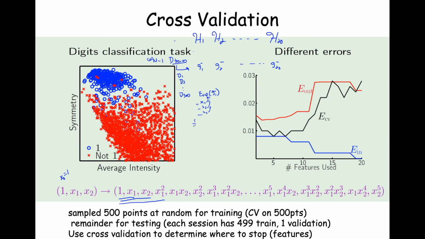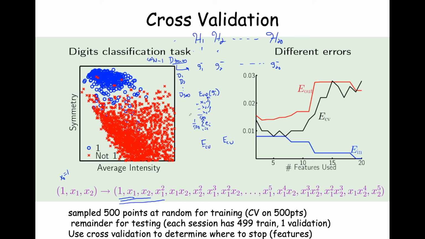It's going to be 1 over 500 times the sum, i goes from 1 to 500 of E_i, right? Where each E_i is just that validation error on that singleton validation set. So you do that for H1, you do that for H2, you do that for H3, and now you're using the cross-validation error, E_CV, on this first hypothesis, E_CV on the second hypothesis, and so forth, and you're using the cross-validation error to select which of these 20 hypotheses is the best one.